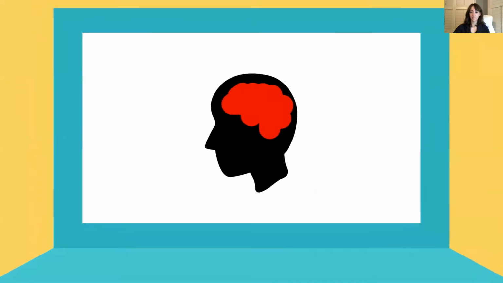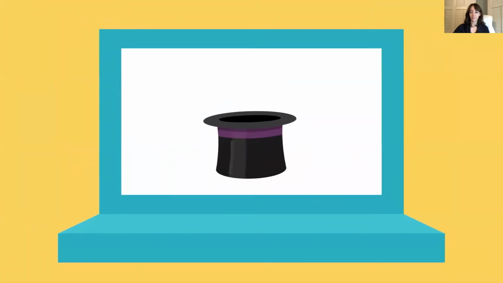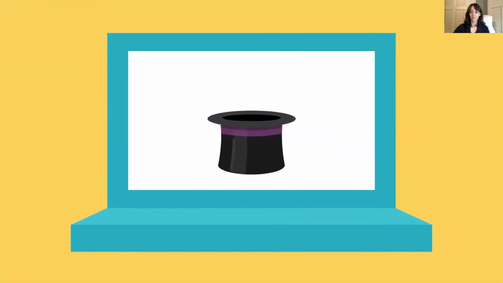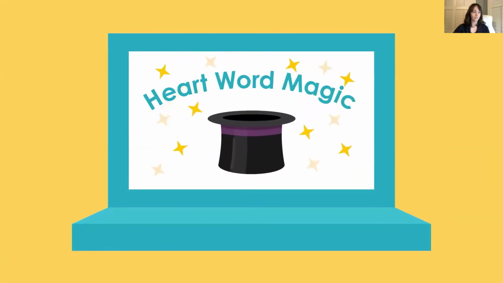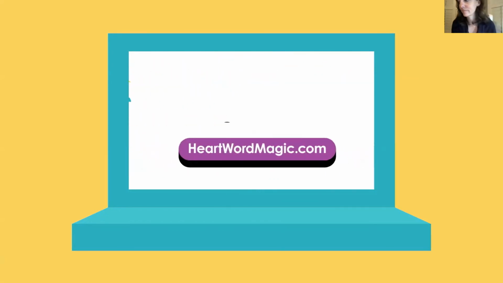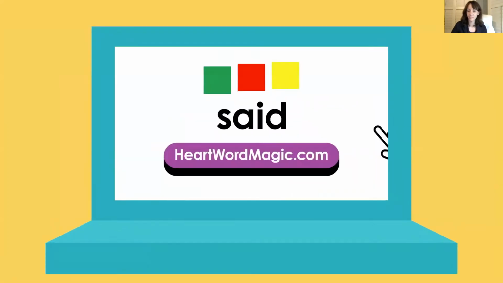Really Great Reading's developing a free tool that will help children quickly build tricky heart words into their sight word memories. It's called Heart Word Magic. Heart Word Magic will leverage students' phonemic awareness and phonics knowledge to make learning high-frequency words fun and effective. To see an example using the word said, click here.